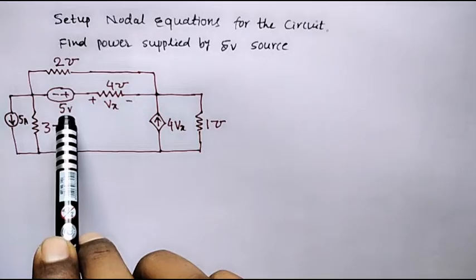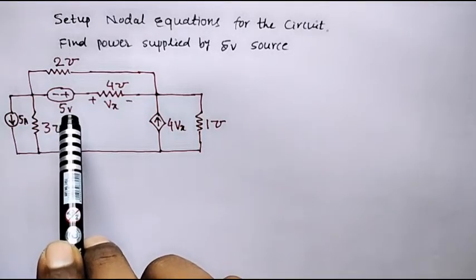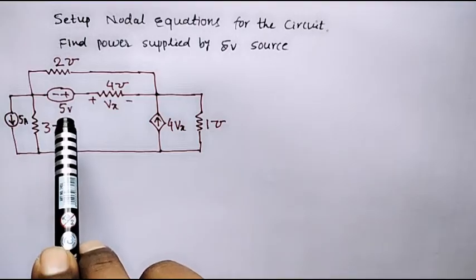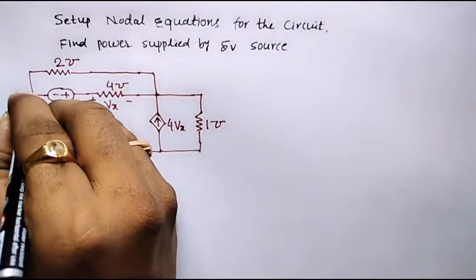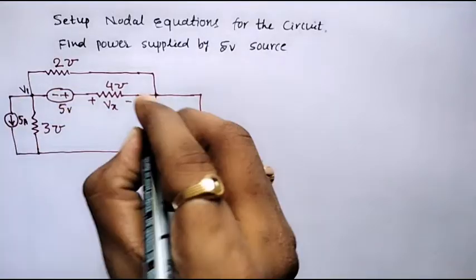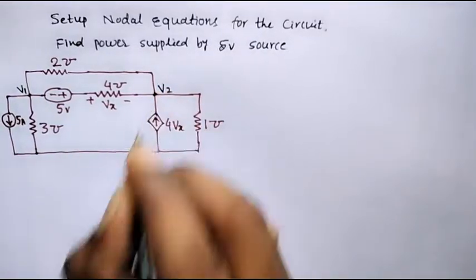So this is the 5 volt source. What power this 5 volt source supplies to the circuit, that we are supposed to calculate using node analysis. We know that in node analysis we are supposed to identify the nodes. Here we have one node, we'll call it V1, and this is the V2 node.